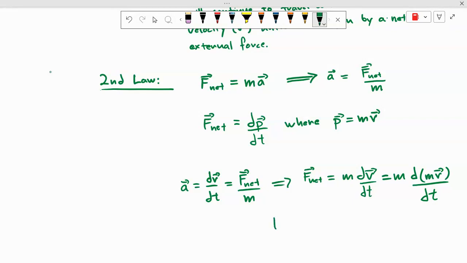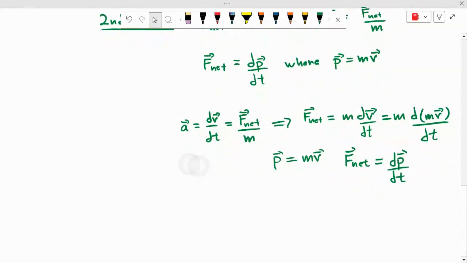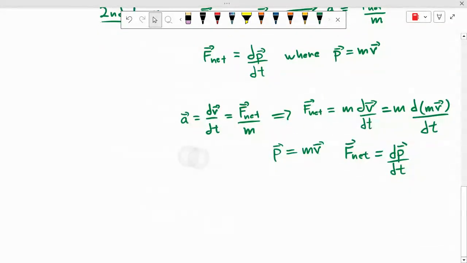And then you define momentum P equal to mv, then you will get that F net equals dp/dt. Hopefully I didn't use that much calculus. You could replace the lowercase d's with capital Greek letter delta, and the same sort of argument would hold.